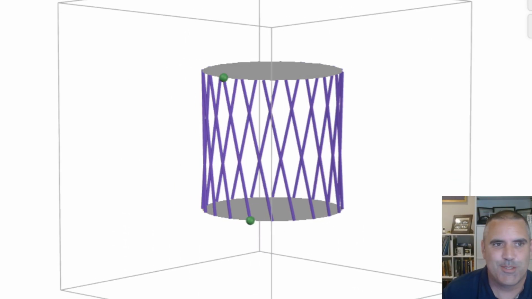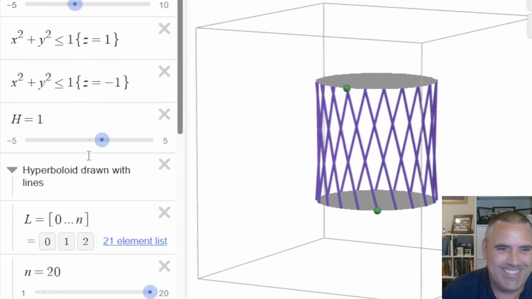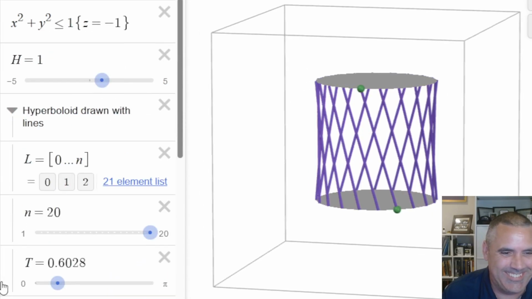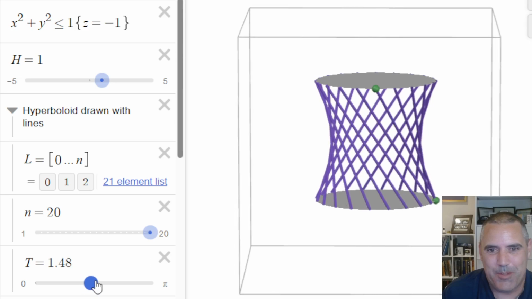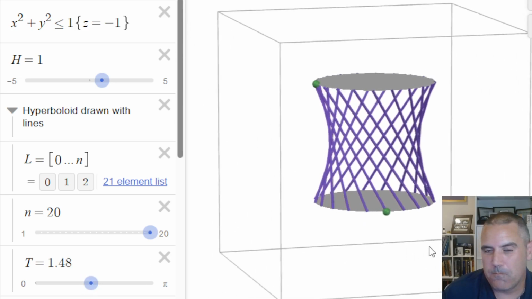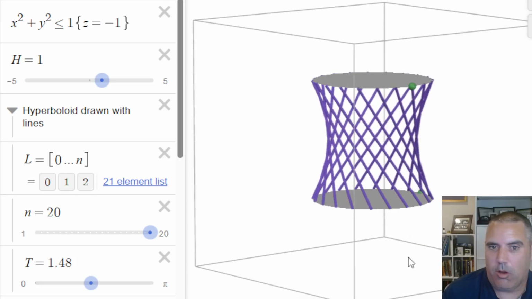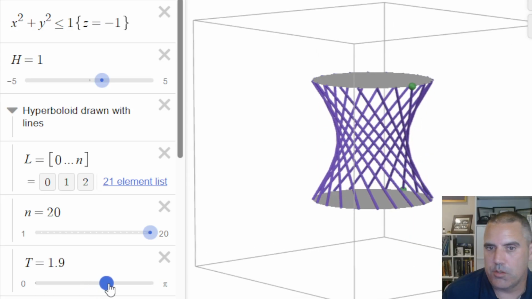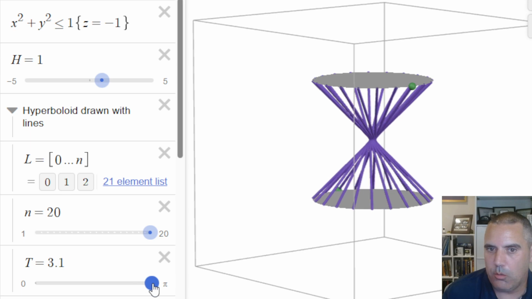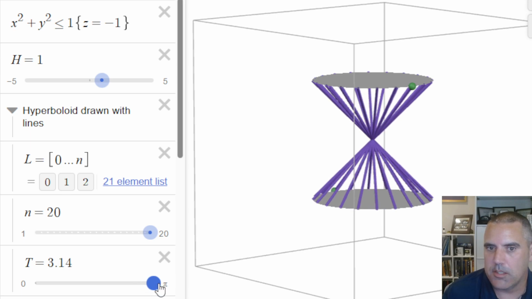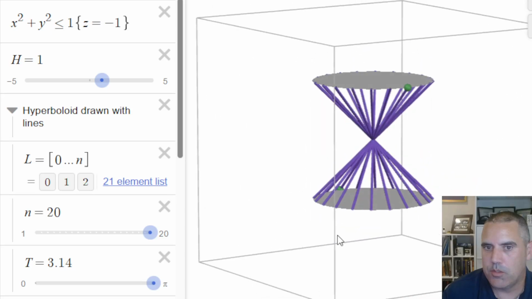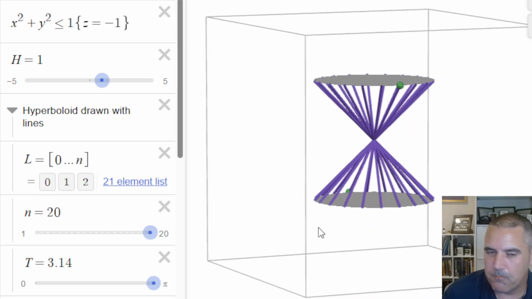I'm going a little too slow. Is this ever going to be done? So let's go forward a little bit. It makes a hyperboloid. All of those lines are on a hyperboloid of one sheet. And if you keep going, where you've rotated 180 degrees, you can see where it's moved to. You get a double cone.